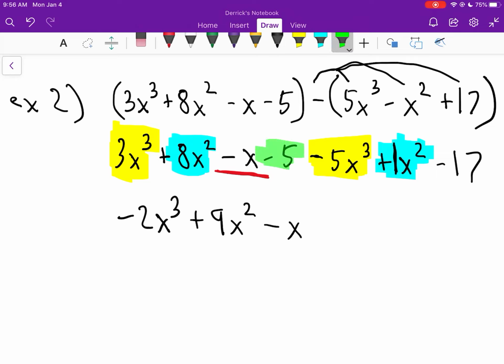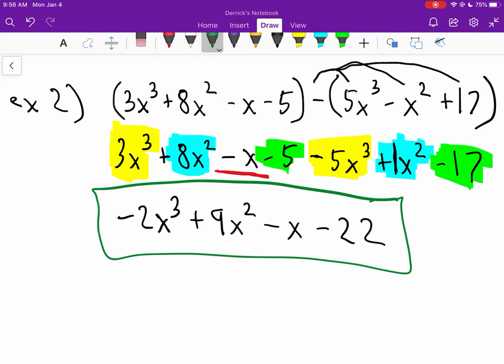I do see that I have both a negative 5 and a negative 17. Since those are both constants, both terms with no variables whatsoever, I can combine those. Negative 5 minus 17, or negative 5 plus negative 17, would be a negative 22. This would be our answer.